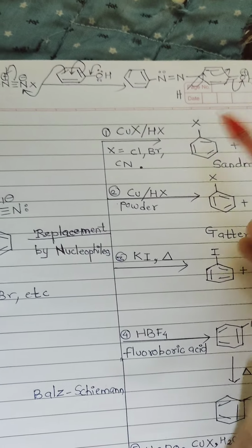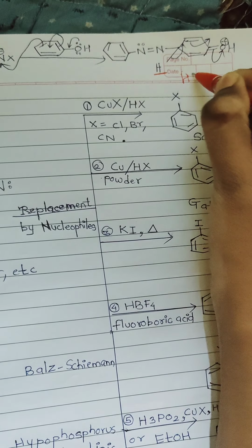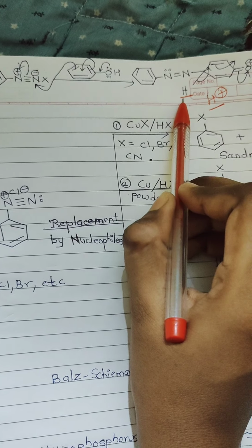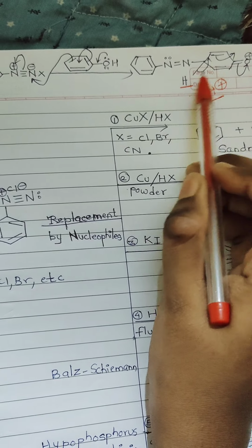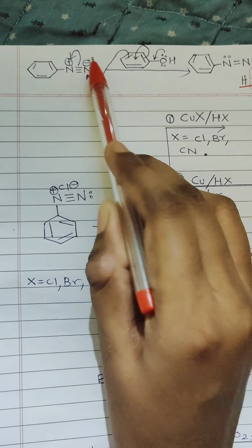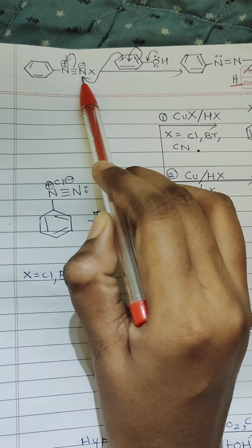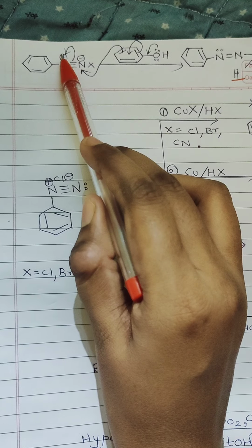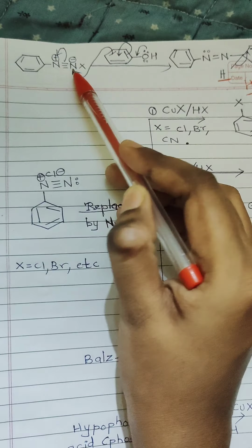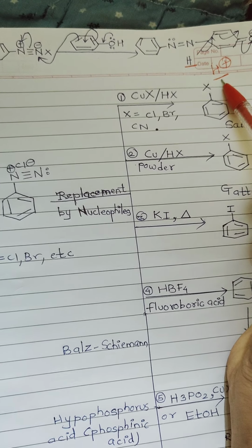Here in the product, H is replaced, leaving as H plus, hence it is an electrophilic reaction, because H is given out as H plus. It is the attack of an electrophile. It has a negative charge, but it becomes an electrophile because this bond will open on nitrogen, making it electropositive. So it is an electrophilic substitution reaction.